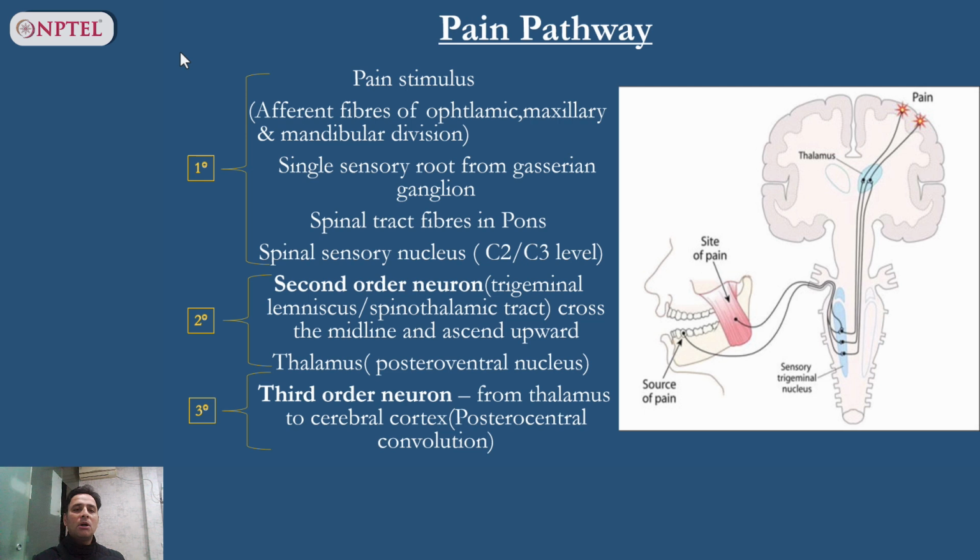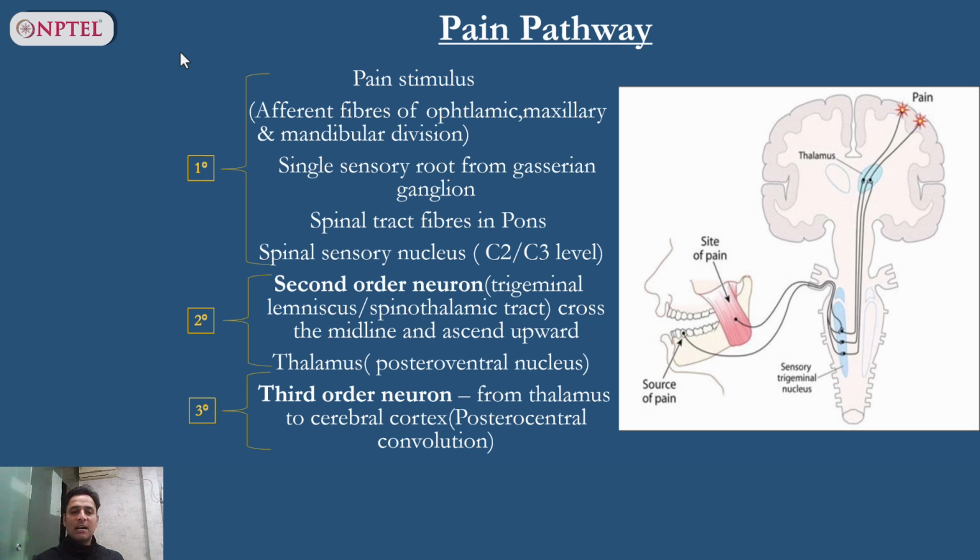The pain stimulus from all the peripheral branches of the trigeminal nerve, namely the ophthalmic, maxillary, and mandibular divisions, is carried through these nerves to the trigeminal ganglion area. From the ganglion area, a single sensory root enters the lateral part of the pons, where it divides into ascending and descending divisions. Pain fibers follow the descending division, which is known as the spinal tract fiber of the trigeminal nerve. These pain fibers reach the lower end of the spinal sensory nucleus near the cervical segment C2 or C3 level, and the first order neuron terminates here.